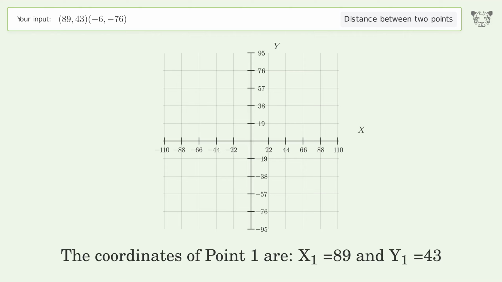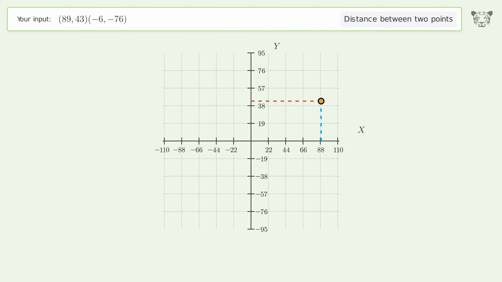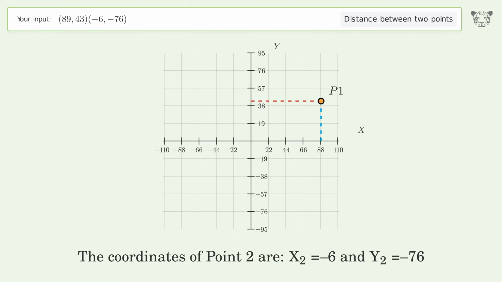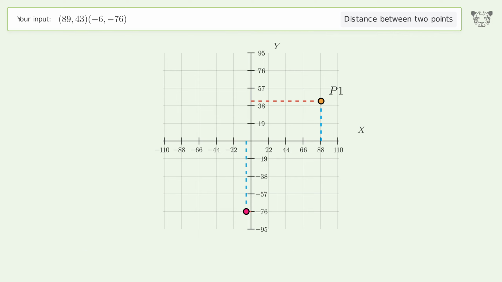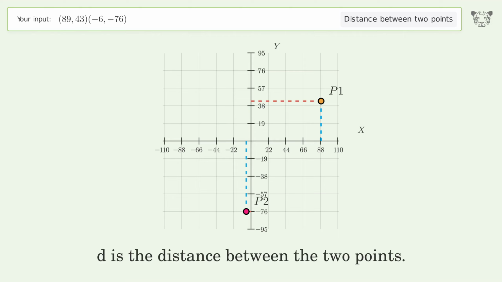The coordinates of point 1 are x1 equals 89 and y1 equals 43. The coordinates of point 2 are x2 equals -6 and y2 equals -76. D is the distance between the 2 points.